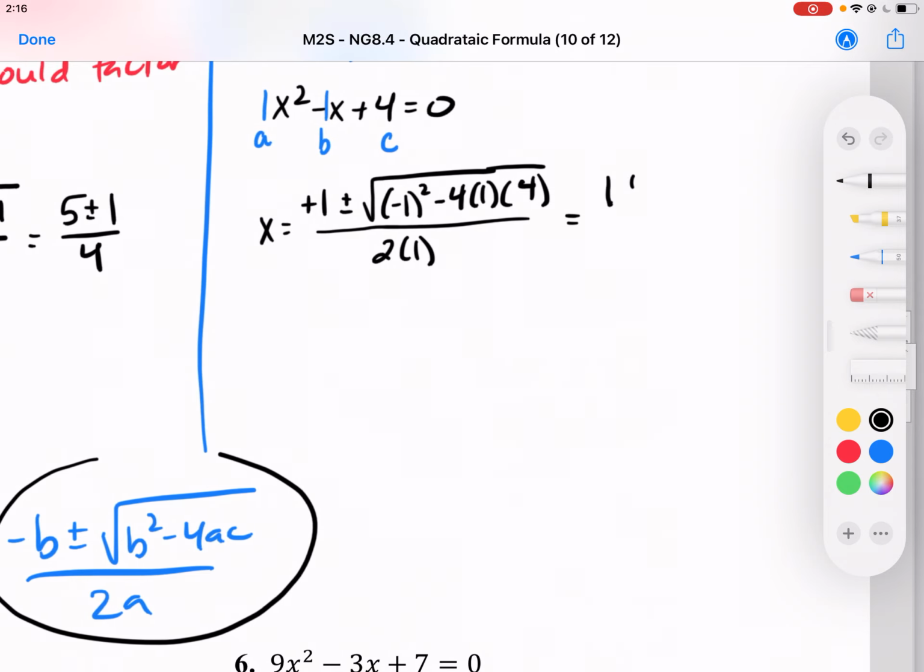So I'm going to write that 1, and then I'm going to go ahead and figure out what 1 squared minus 4 times 1 times 4 is. I'm going to type that in. You get the square root of negative 15. 2 times 1 is 2.